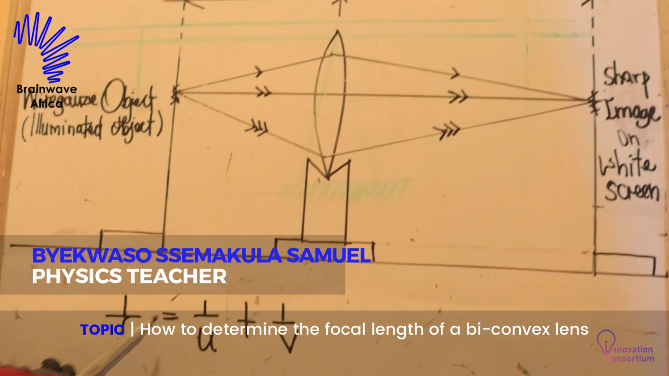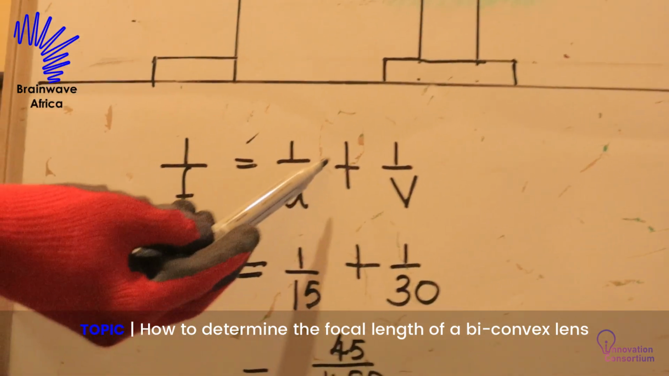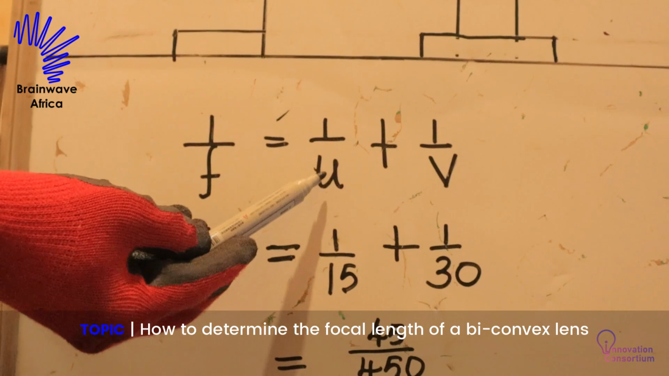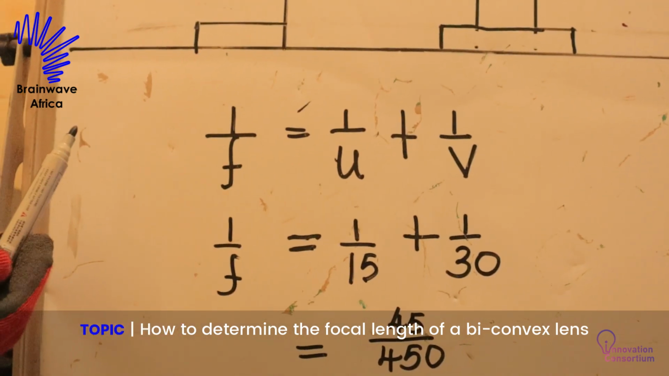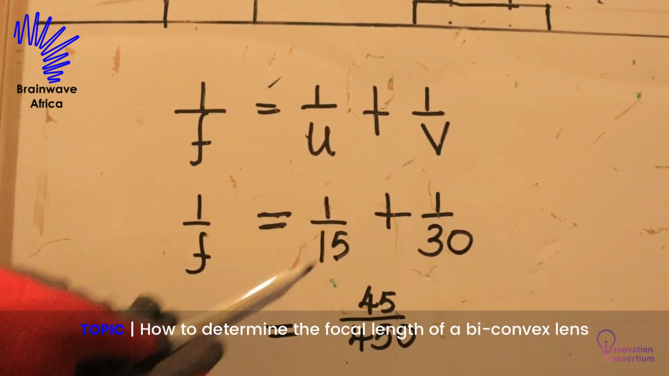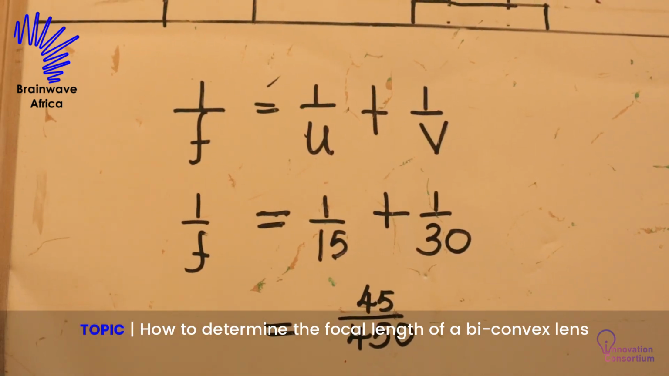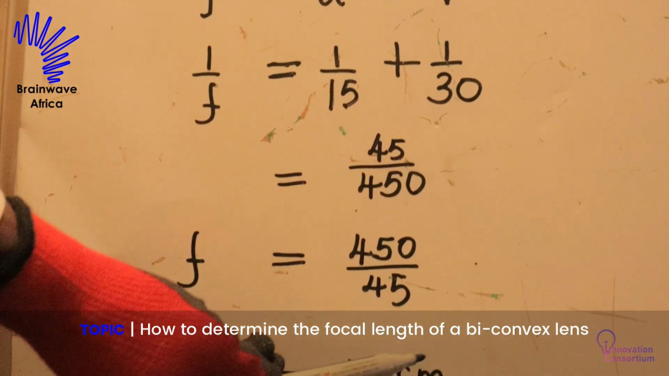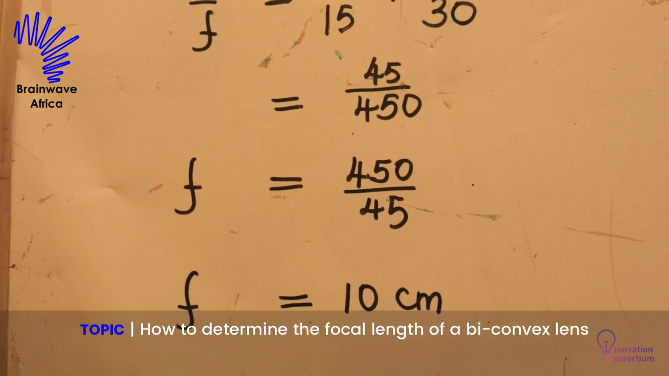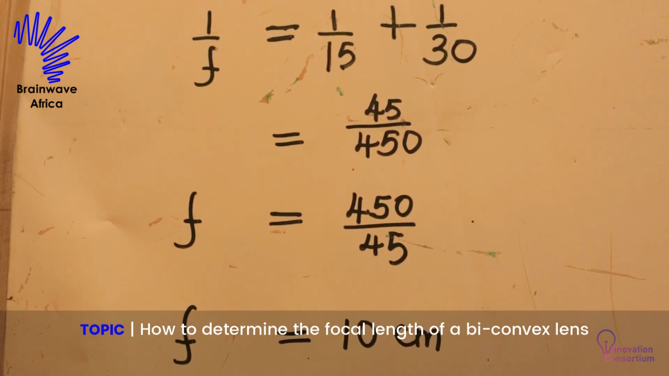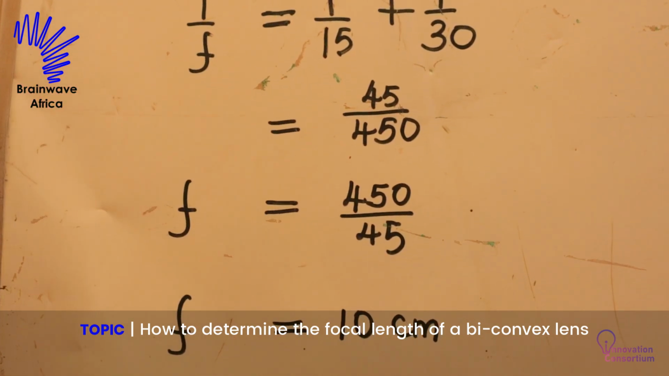1 over f is equal to 1 over u plus 1 over v, where v is the image distance and u is the object distance. So we substitute the values of u and v, and when we carry out that calculation, we find that the focal length is 10 centimeters. Therefore, the focal length of the lens that we have just used in our experiment is 10 centimeters.